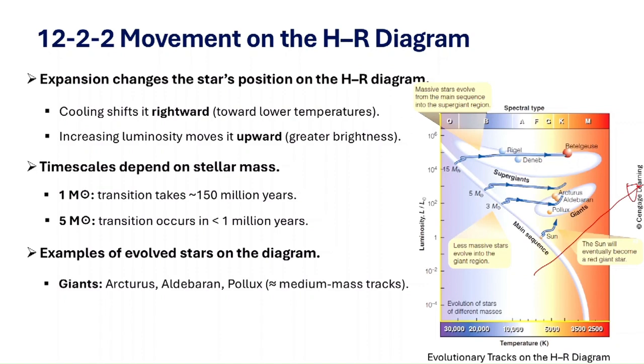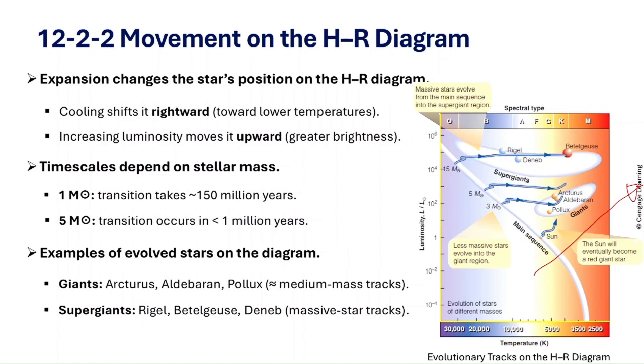And the massive stars, on the other hand, move into the supergiant region. Stars like Rigel, Betelgeuse and Deneb are far larger and brighter. Betelgeuse, for instance, is a red supergiant with a diameter hundreds of times that of our Sun. So this HR diagram helps us visualize how mass determines where a star ends up in the post-main sequence stage, and why giants and supergiants occupy distant regions of the diagram.